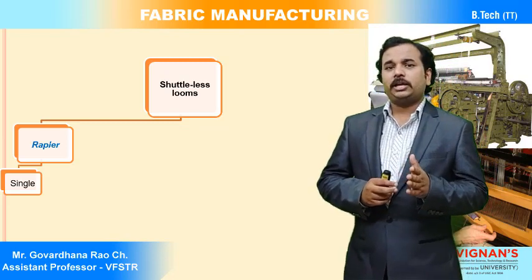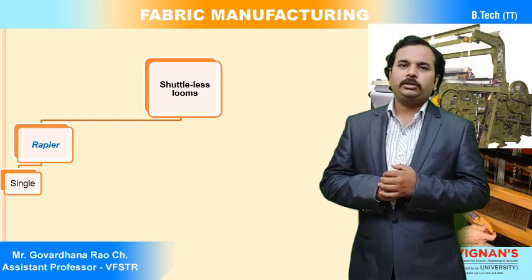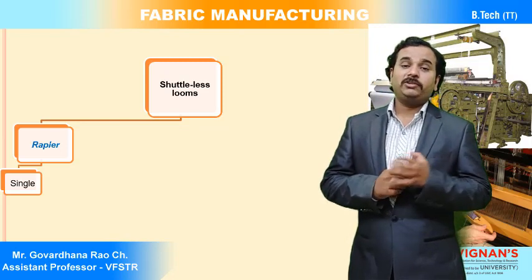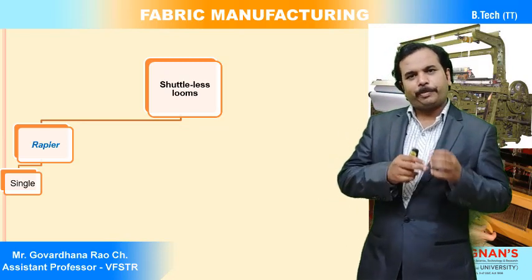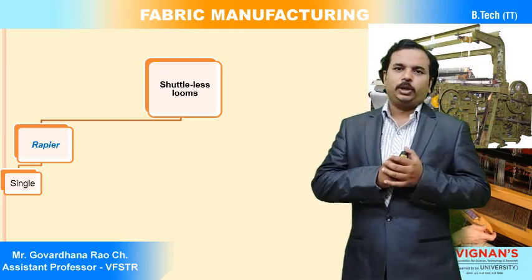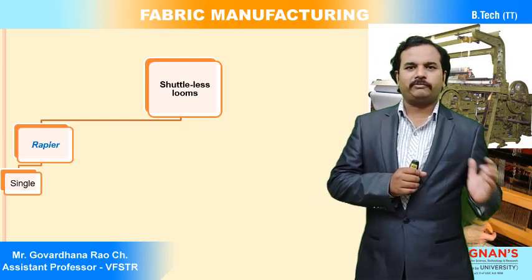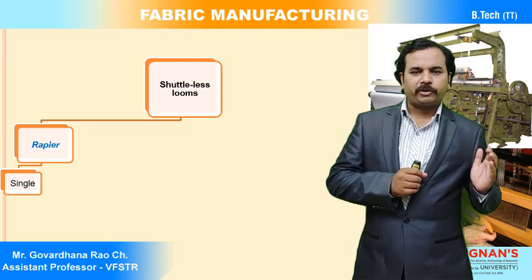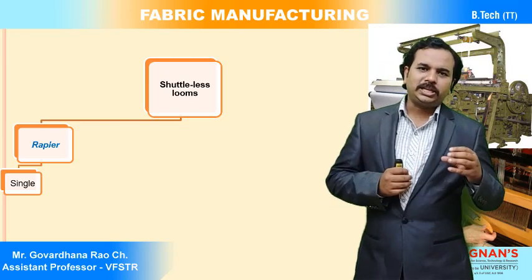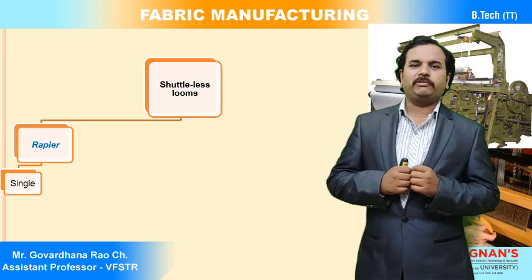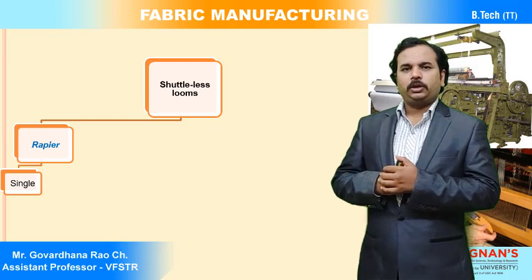In the case of shuttle looms, we insert the weft yarn with the help of a shuttle. Inside the shuttle there is a pirn, there is a weft package. Using the shuttle, we insert the weft yarn from one side of the shed to the other side of the shed.